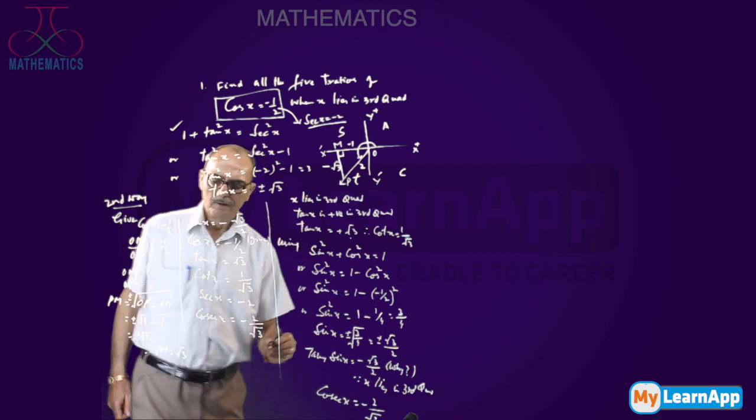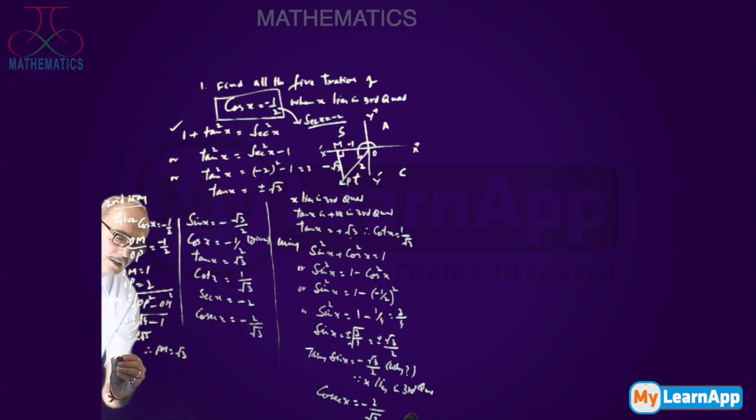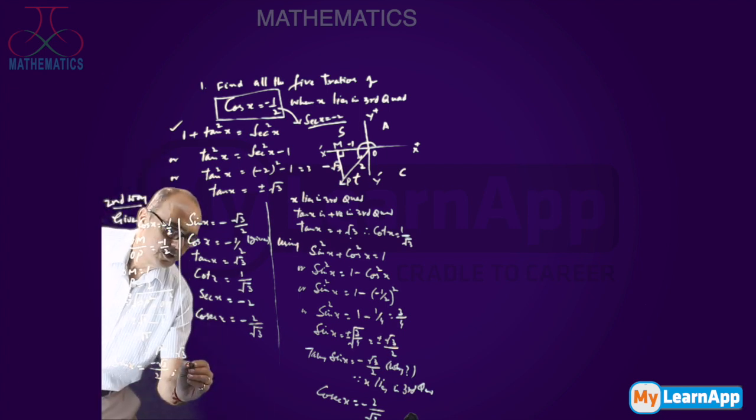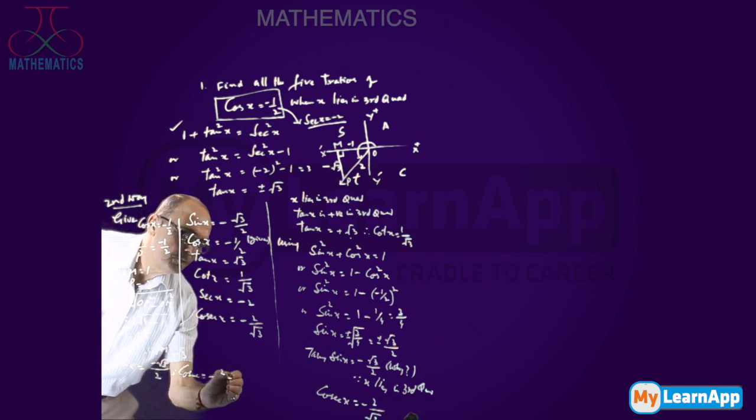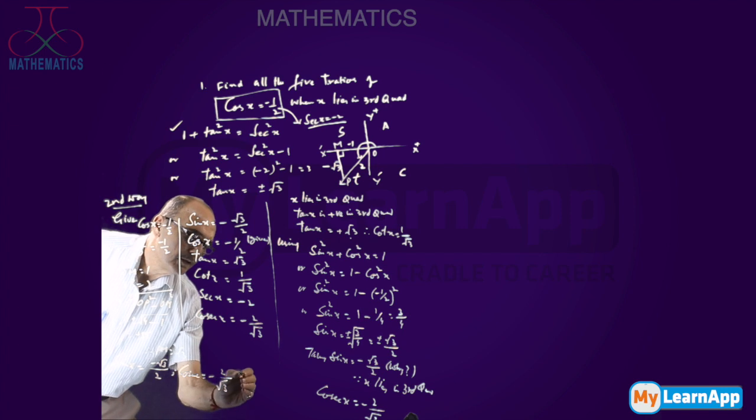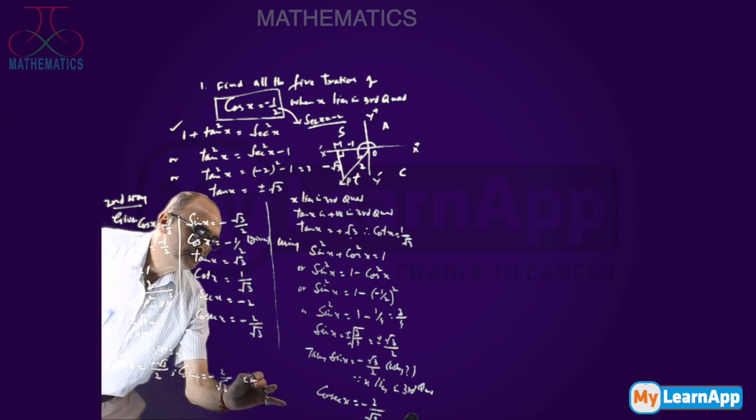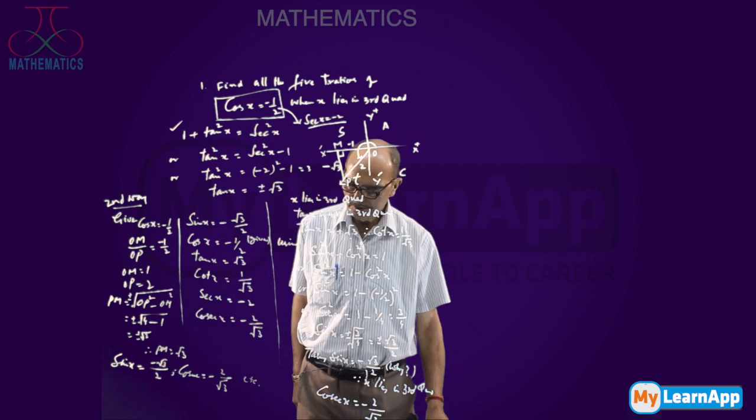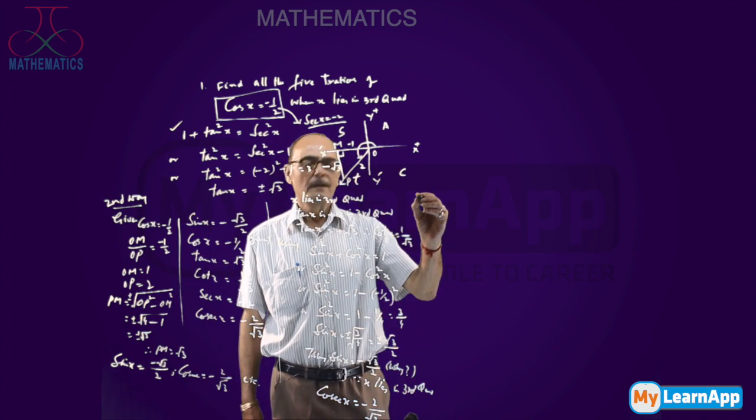For example, we have sine x as perpendicular upon hypotenuse. Cos x is given, cosec x will be minus 2 by root 3, the reciprocal of this, and so on. You can find out. Next, I give an exercise.